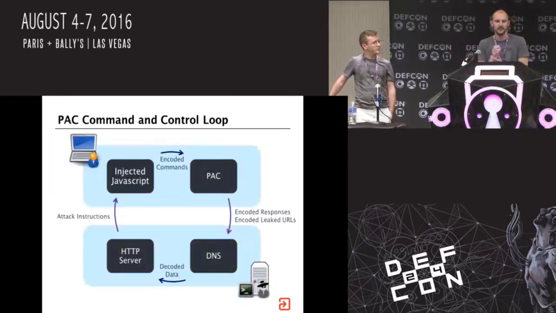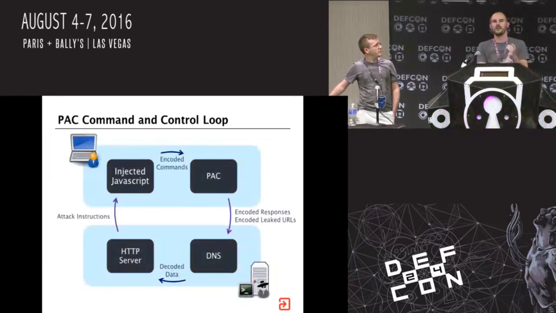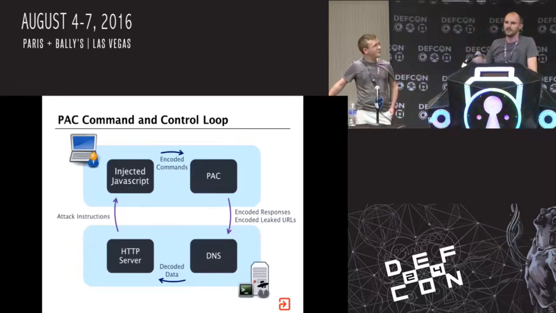And this is how all of that looks. So the top two portions are on the user system. The injected JavaScript running in their browser is communicating to the PAC script running on their system via DNS lookups. The PAC file leaks encoded data to our DNS server. The DNS server passes that data back to our control web server, and we can serve commands to the browser from our control web server. So it's a bit of a cycle going on there, but that's the overview of how what we're doing works.